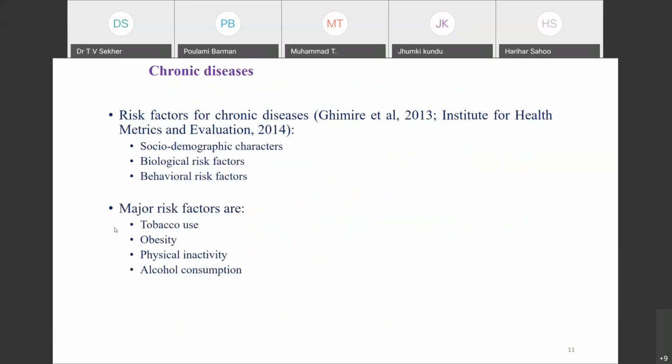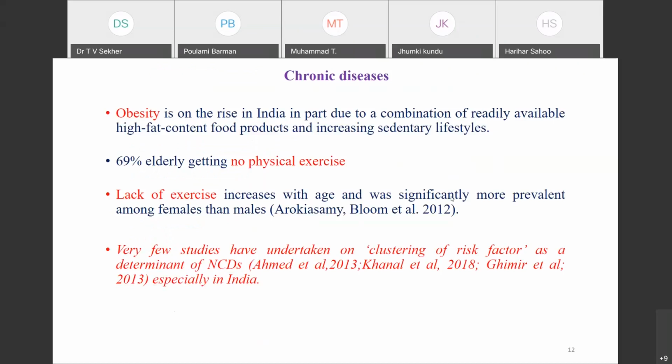Coming to the risk factors of these chronic conditions, we can see that several socio-demographic characteristics, biological risk factors, and behavioral risk factors play an important role. The major risk factors are tobacco use, obesity, physical inactivity, and alcohol consumption. Further, obesity is on the rise in India due to the combination of readily available high-fat food products and increasing sedentary lifestyles.